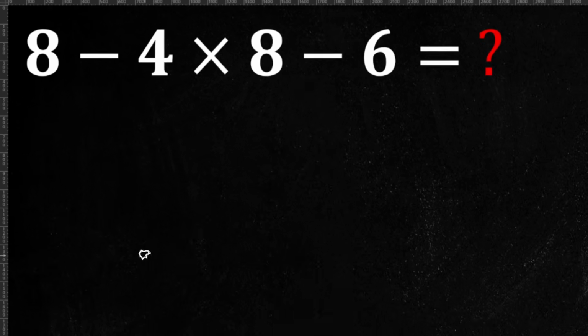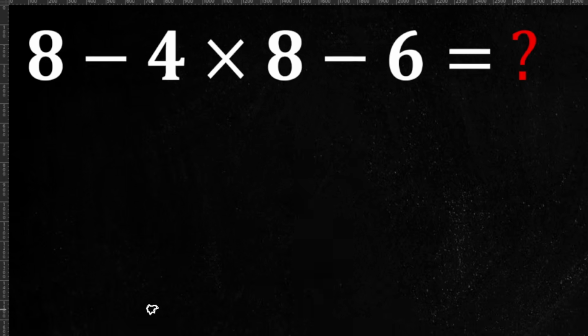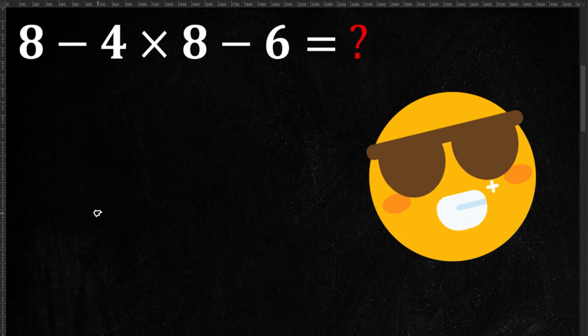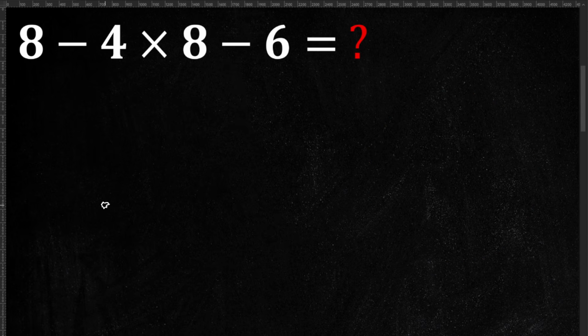Take a look at this expression. 8 minus 4 times 8 minus 6. At first glance, it looks incredibly simple. The numbers are small, and most people feel confident that they can solve it in just a few seconds. But this exact type of problem tricks thousands of people because they ignore the order of operations. Let's see two common wrong answers before finding the correct one.